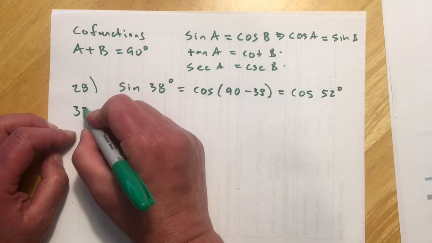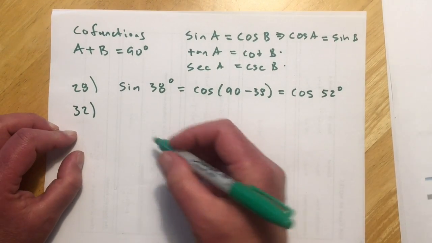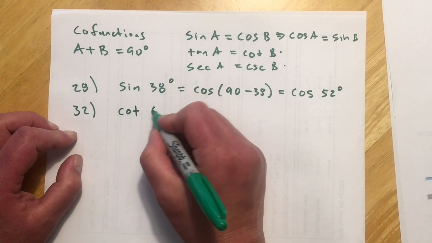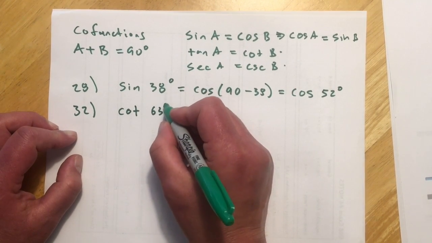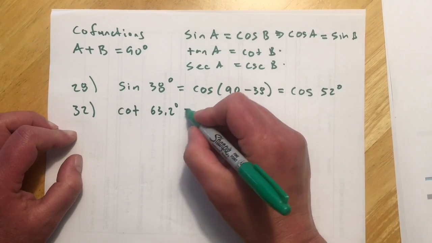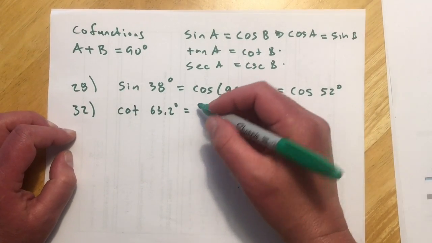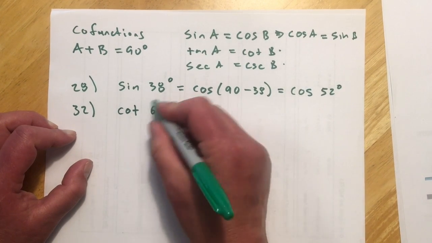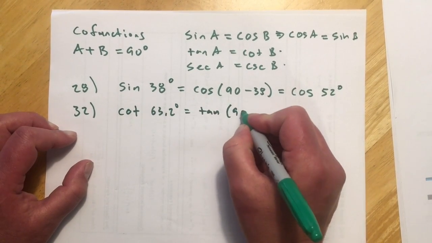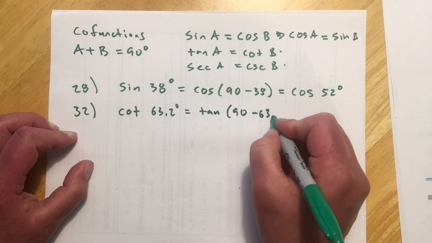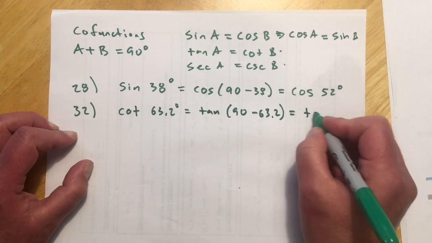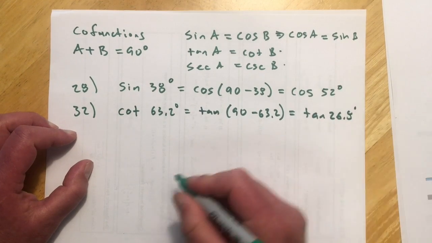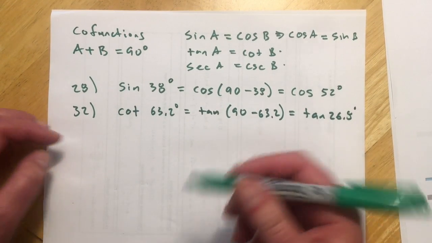And last one is 32. This one is cotangent of 63.2. And so for that, that's going to have the same value as tangent of whatever would fill this up to 90. So we'll just say 90 minus 63.2, and that would be tangent of 26.8 degrees. And that wraps up 8.1.